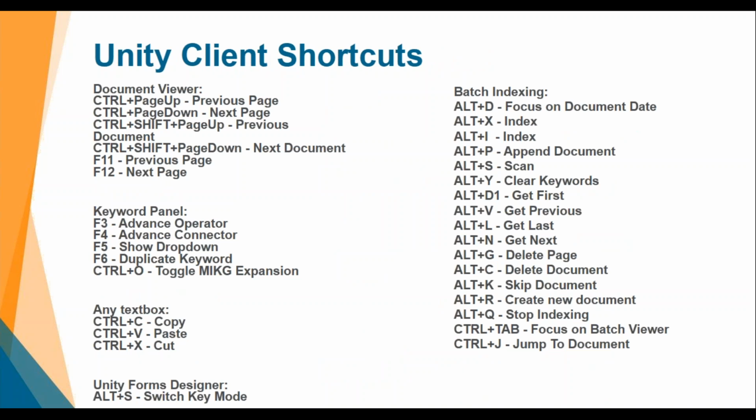And then here in the Unity client shortcuts, some of them are the same, Control-C, Control-V, Control-X like before, but there are a lot of different ones used within the Unity client. Here they use Control Page Up and Page Down to go to the previous page and next page. For batch indexing, if you are indexing batches, Control-G will delete a page. Alt-Y will clear the keywords so you can add new keywords. You can stop indexing. So there are a lot of different things you can do if you have someone who's just an indexer entering values. They can use these keys to jump around within the Unity client.